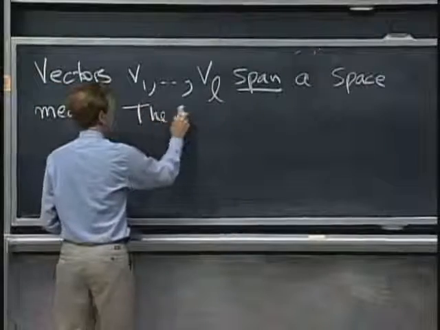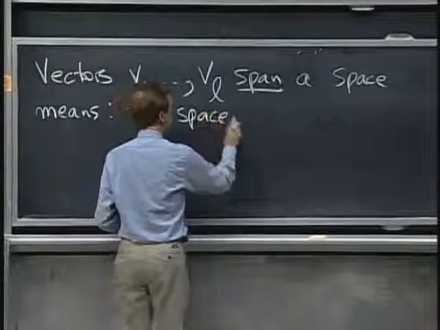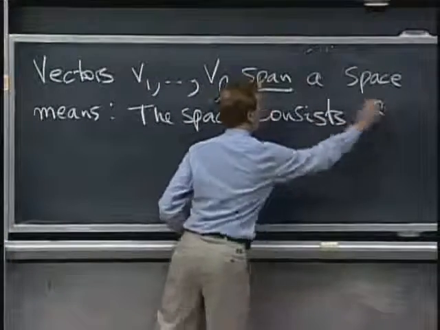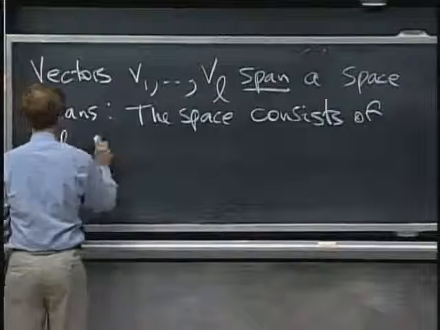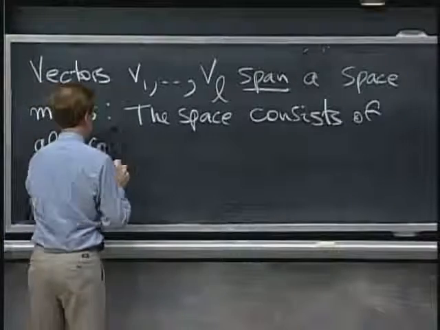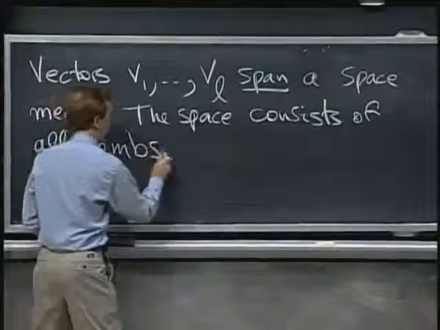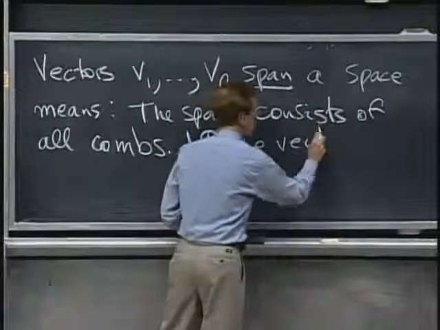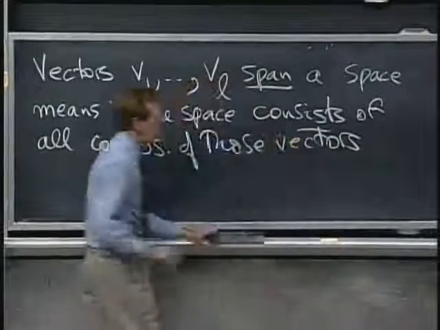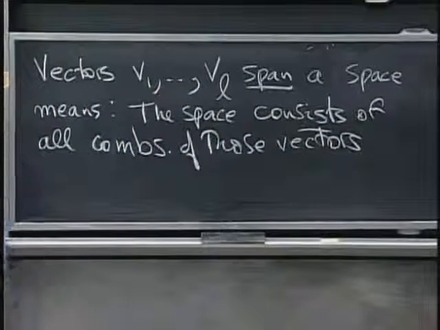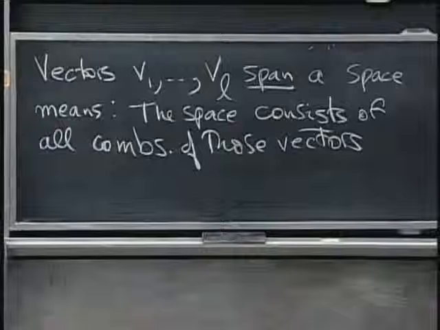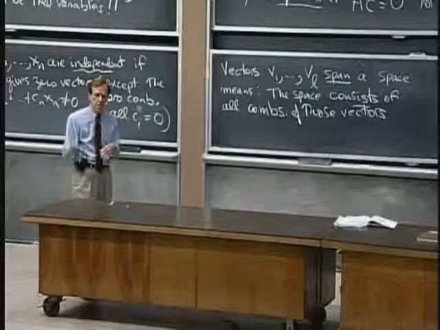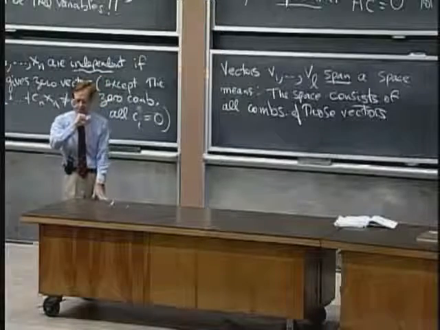the space consists of all combinations of those vectors. That's exactly what we did with the column space. So now I could say in shorthand, the columns of a matrix span the column space.